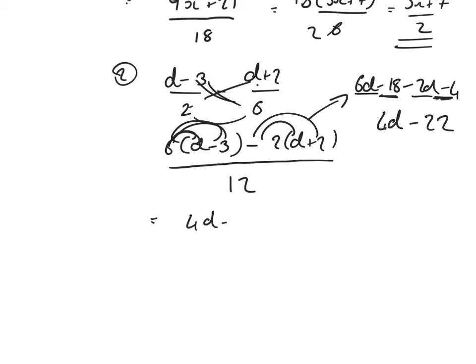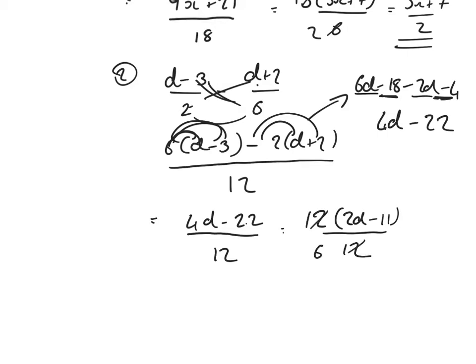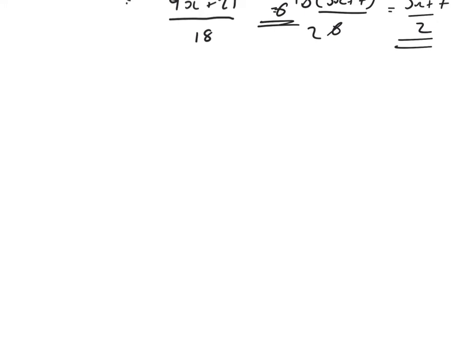So let's bring that back in. 4d minus 22 over 12. Can I take out a common factor from the top? Yes, I can. I can take out 2. 2 bracket 2d minus 11 over 12. That 2 over 12 will now go down to 1/6. So I've got one lot of what was in the bracket, so that's just 2d minus 11 over 6. Final answer.